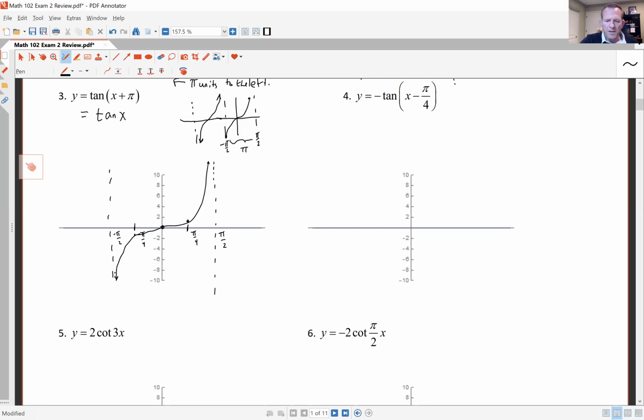Now we draw the other half of the period on this side. This is 3pi/4 and pi. So we draw the negative portion on this one. 3pi/4 is at -1. And over here, we've got the positive portion of it at -3pi/4. It's at 1.